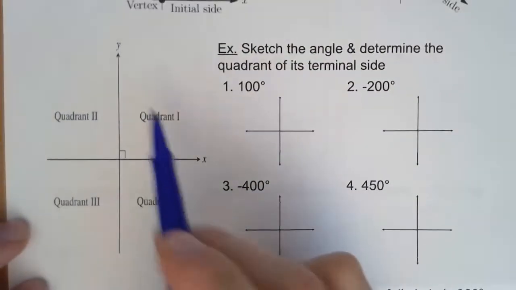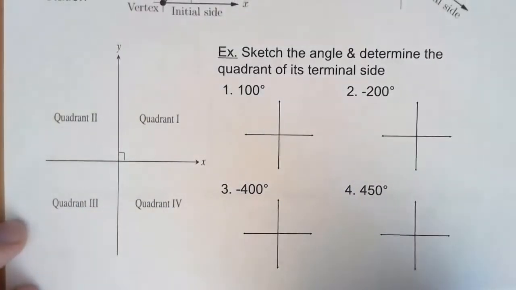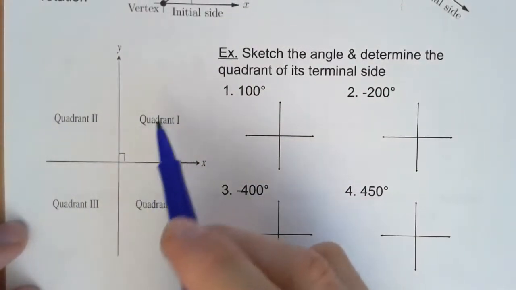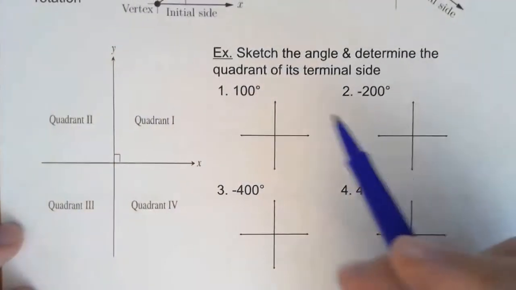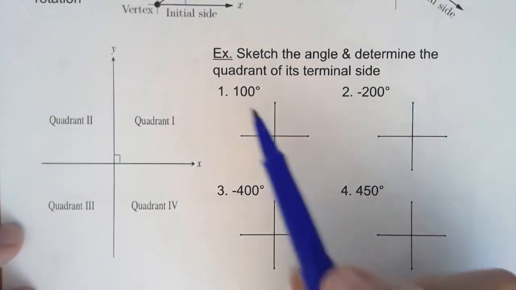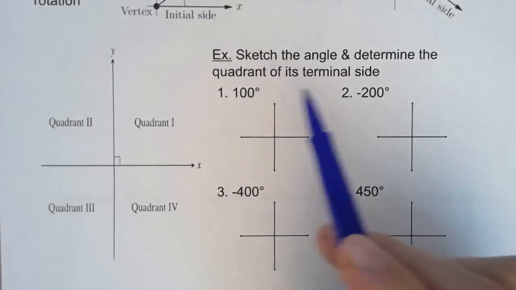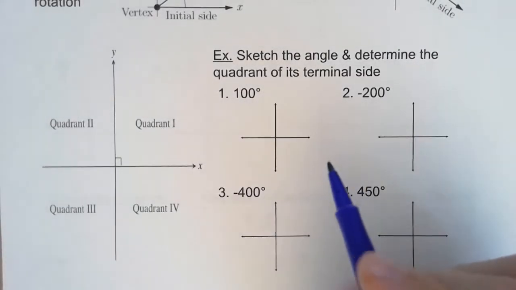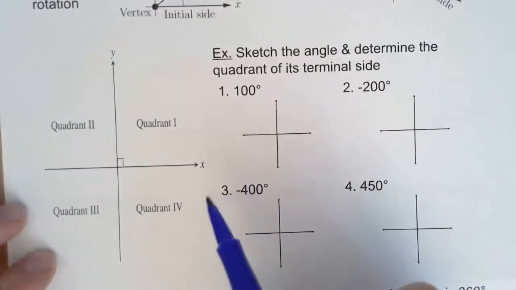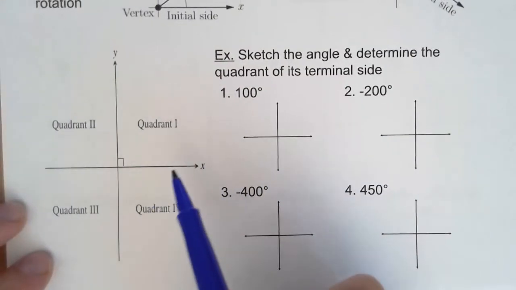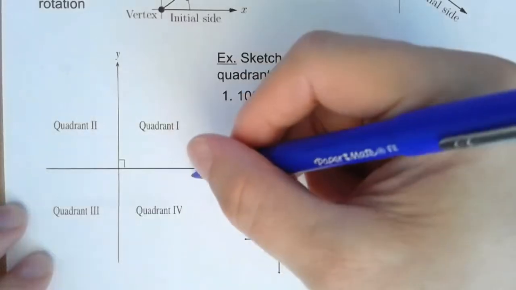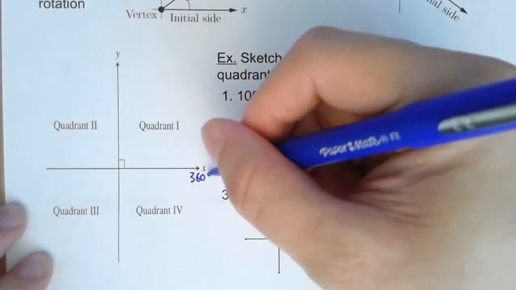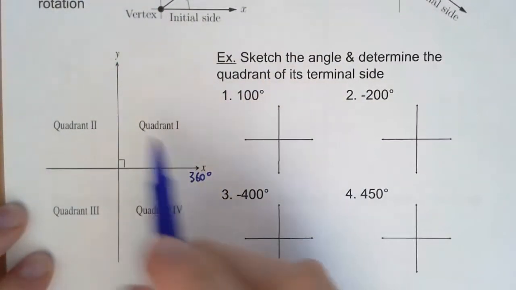And hopefully you remember the quadrants. We label the different parts of the coordinate plane here as quadrant 1, quadrant 2, quadrant 3, and quadrant 4. And so let's say we want to sketch these angles and determine the quadrant of the terminal side. And so, of course, if we're in degrees, hopefully we'll all remember degrees. A full circle, of course, is 360 degrees. So if we rotate all the way around, that would be 360 degrees. And so then just a half a circle is 180.